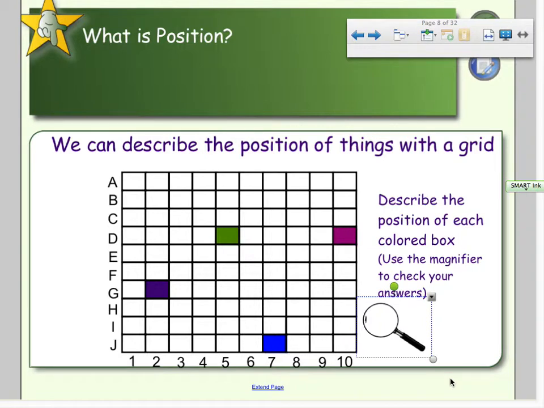So we can then use grids, like in math, to describe a position. For instance, where would the green block be located? Using the information from the grid, what is the position? Yesenia? 5D. Let's take the magnifying glass and check and see if she's correct. She is. Correct. Where would the blue square be?